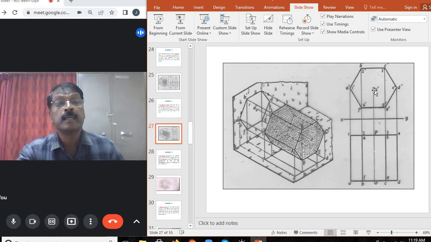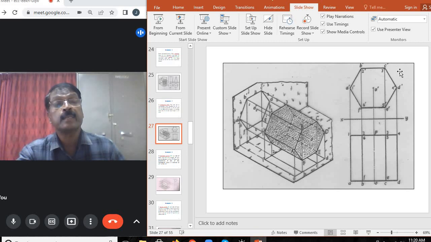The axis is 3.5 centimeter above XY. So first, above XY, locate O dash at 3.5 centimeter or 35 millimeter. Then based on that you complete the front view, since the rectangular faces are parallel to HP.